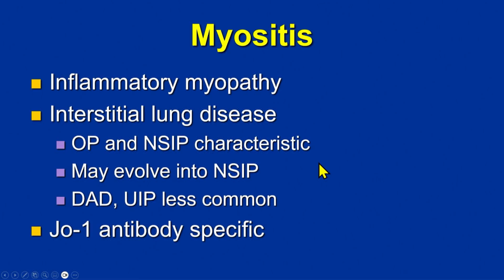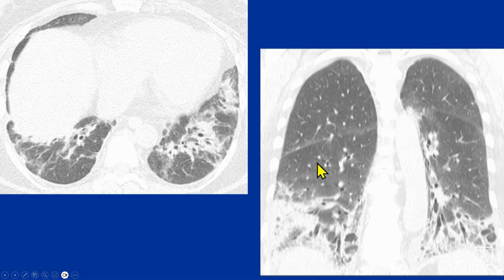So these are the inflammatory myopathies of polymyositis, dermatomyositis, and their cousin, the antisynthetase syndrome. And so these patients, when they present initially, very often will have this interesting combination of NSIP, non-specific interstitial pneumonitis, which you guys already know what it looks like, and combined organized pneumonia. And I'll show you a couple examples in a little bit. After treatment, these patients will evolve into more of an NSIP pattern. The Jo-1 antibody, as I alluded to before, is quite specific for this myopathy.